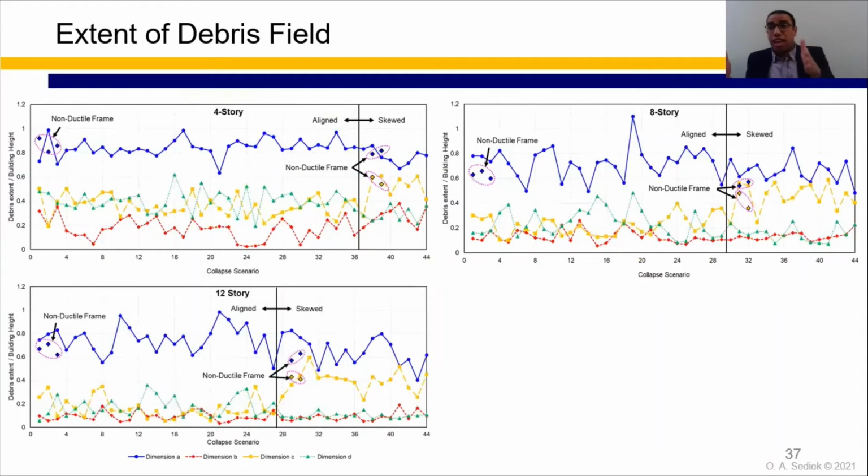So let's move to the extent of debris. So now we classified the mode of collapse. Now let's move to the extent of debris, which are basically the dimensions that I showed earlier in the collapse modes. So dimension A, B, C, and D.